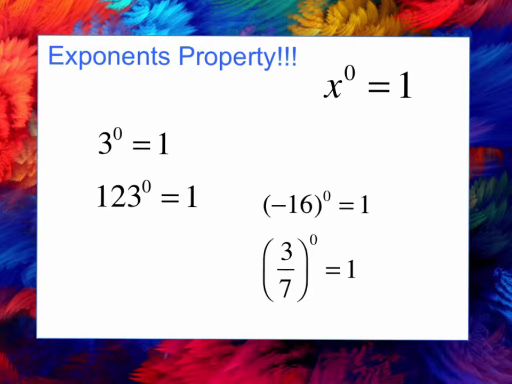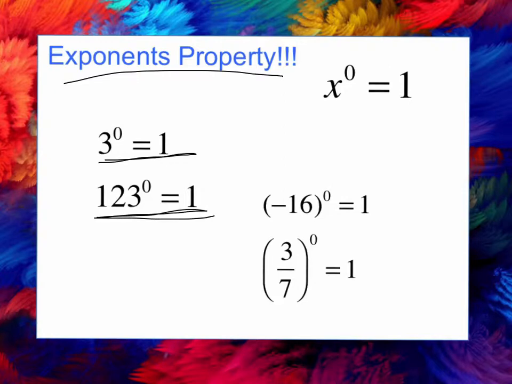So the first exponent property that we're looking at is anything to the 0 power is going to equal 1. Anything. So any number to the 0 power equals 1, and any variable to the 0 power also equals 1. Okay, and here are some examples for you to write down in your notes.